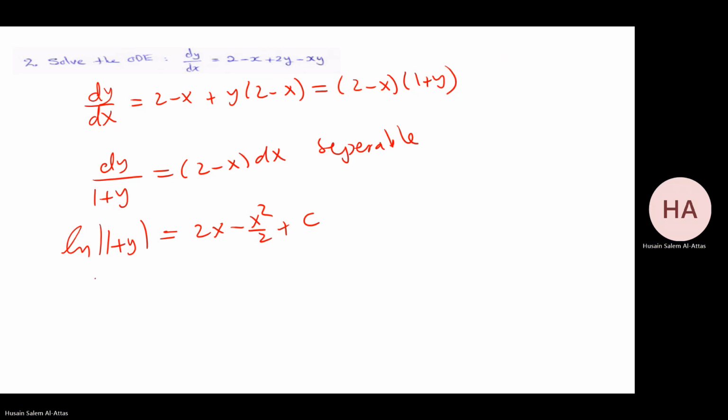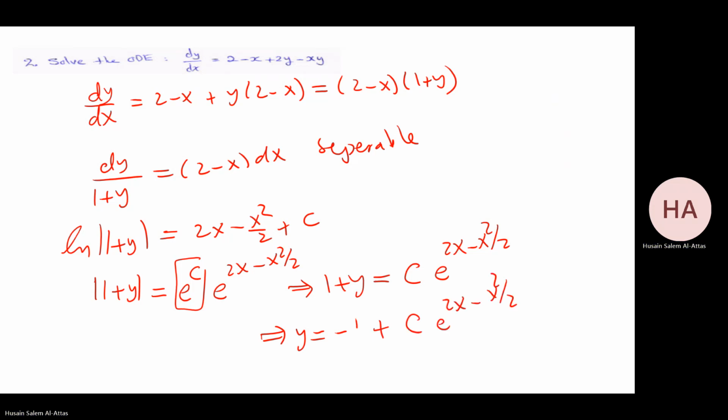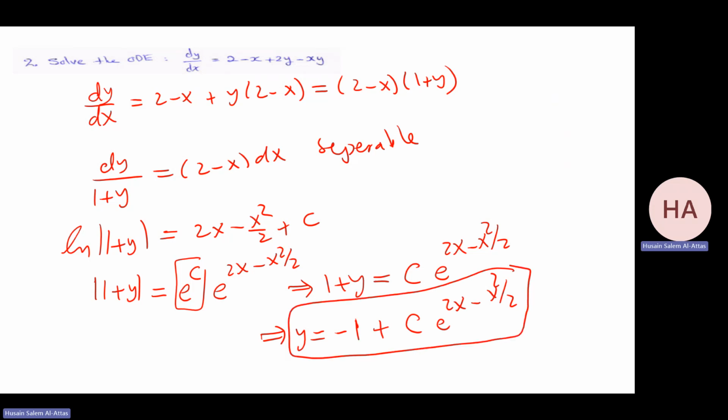So I have the value 1 plus y will be e to the power c, e to the power 2x minus x squared over 2. I'll do the same trick as we did before with the plus or minus. I'm getting 1 plus y equal c, call it c, times this. So my solution will be minus 1 plus c times this, which is an explicit solution, if you want an explicit solution.